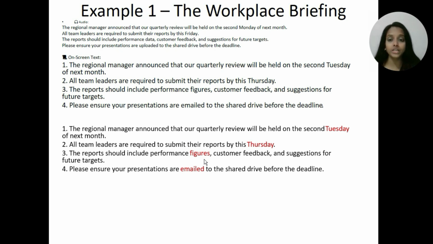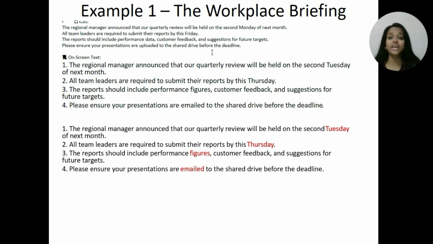And here the third one is figures, but in the audio, it's given as data, right? So both sound similar but have different syllables. So here, rhythm mismatch. You can find it out easily. The next one is email, but in the audio, it was said as uploaded. So you have to listen for verbs of action. They are common swap targets.